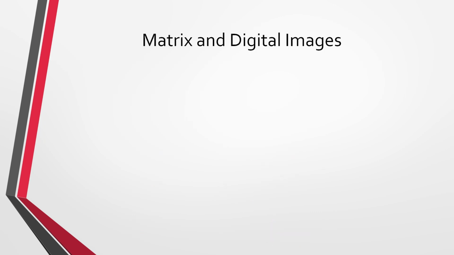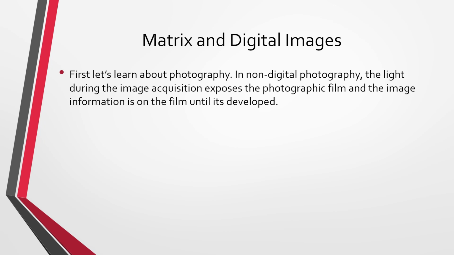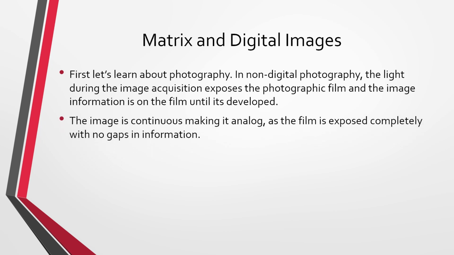We learned a lot so far about matrices. How does this all relate to radiology? First, let's learn about photography. In non-digital photography, the light during the image acquisition exposes the photographic film, and the image information is on the film until it's developed in traditional film imaging by the chemical process. The light that exposes the film is a continuous image, making it analog, as the film is exposed completely with no gaps in information.